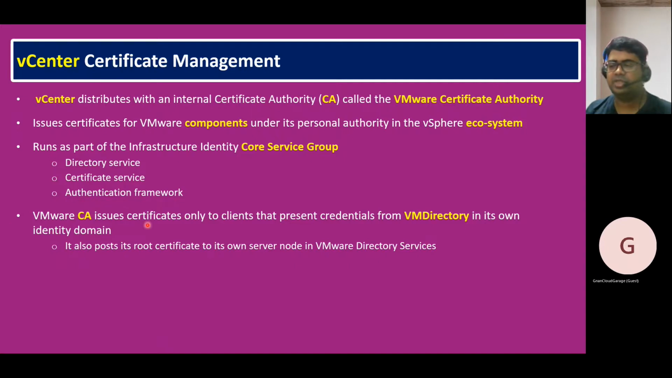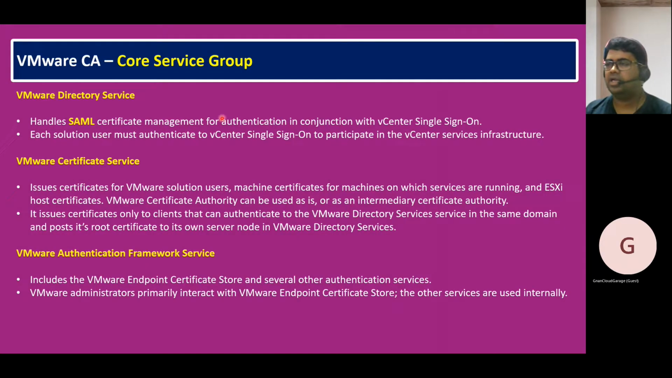VMware CA issues certificates only to clients that present credentials from VMware Directory in its own identity domain. It also posts its root certificate to its own server node in VMware Directory Services. These three core services I will cover in the following slide. VMware CA Certificate Authority core service group: VMware Directory Service, Certificate Service, and Authentication Framework.